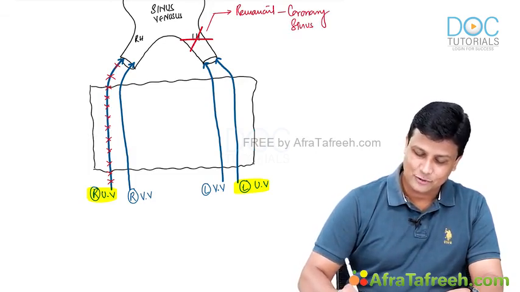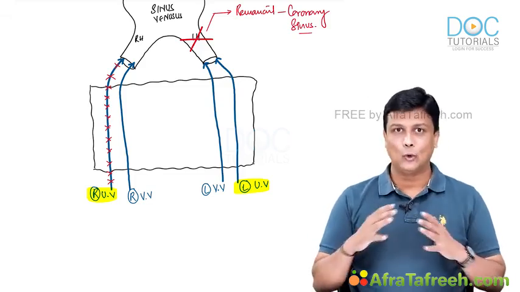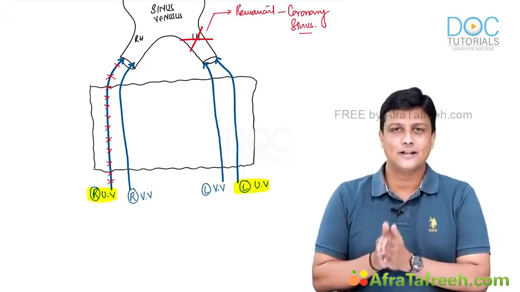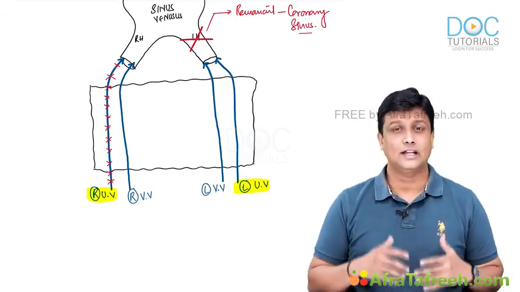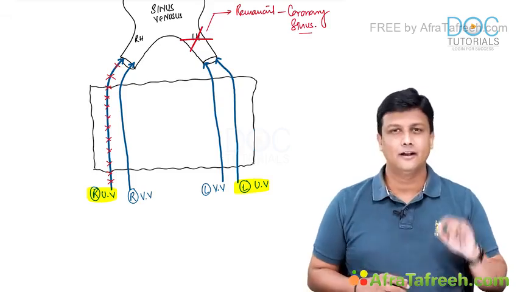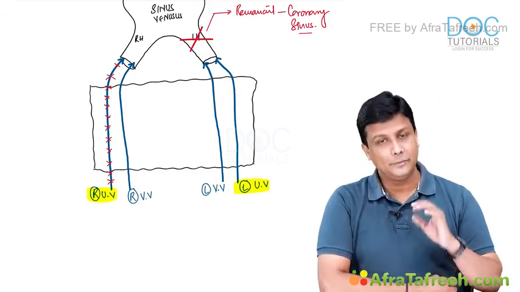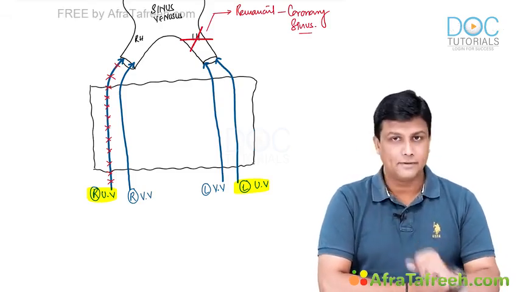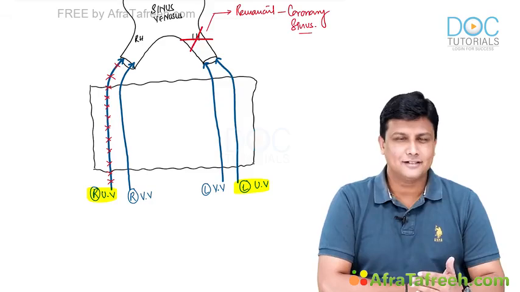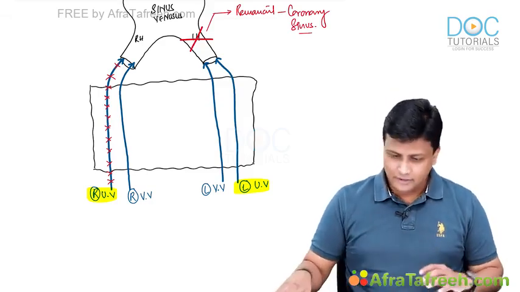And I have taught you this one in the development of heart. So in development of heart, inflow part, coronary sinus is developing from the left horn. To be more specific, it is the remnant of the left horn of sinus venosus. So the remnant of the left horn of the sinus venosus will be coronary sinus. Perfect.